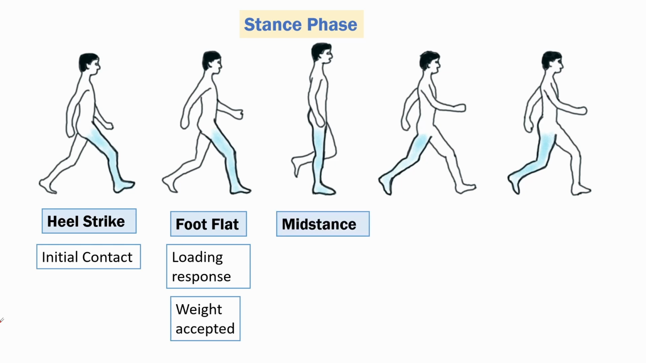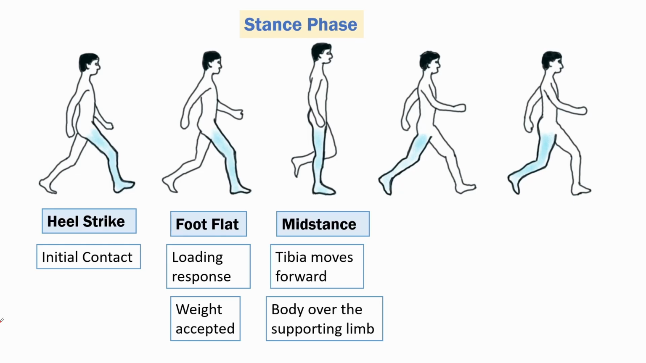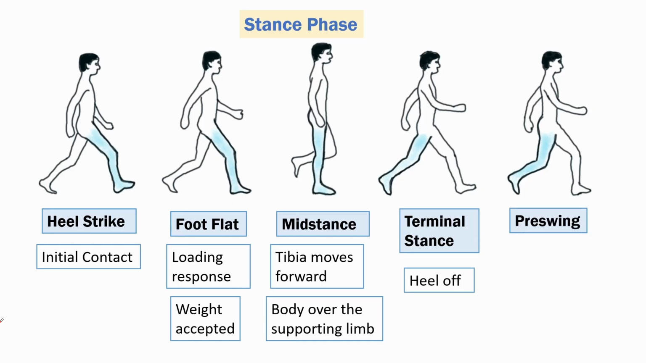The next phase is mid stance, in which the body moves forward and comes to lie directly over the limb. The fourth phase is terminal stance phase, also known as heel off. In this phase, the heel comes off the ground. The last phase is the pre-swing phase, in which only the toe is in contact with the ground, and it is also known as toe off.